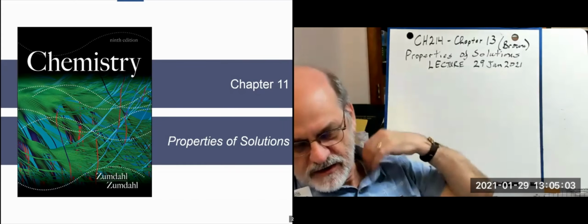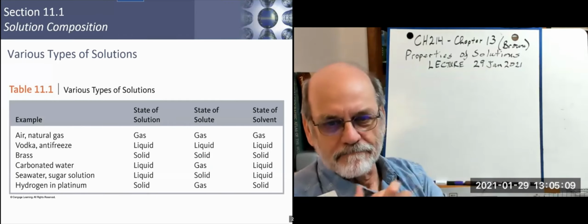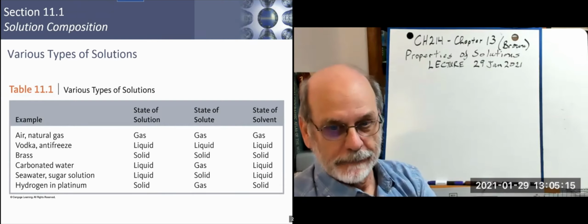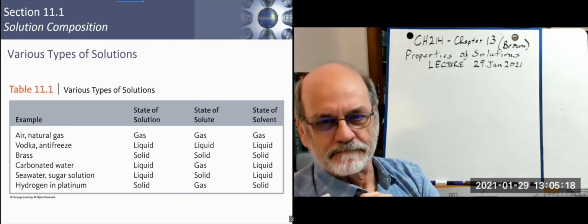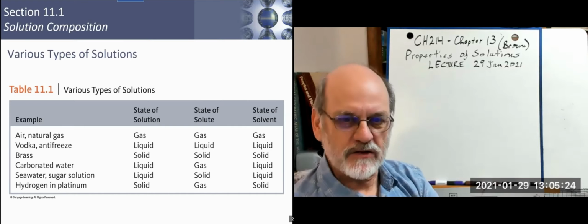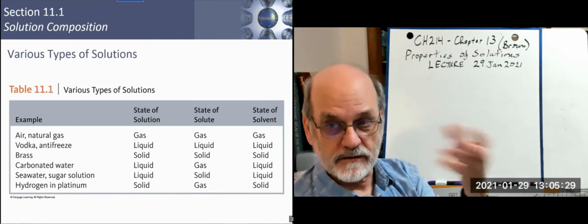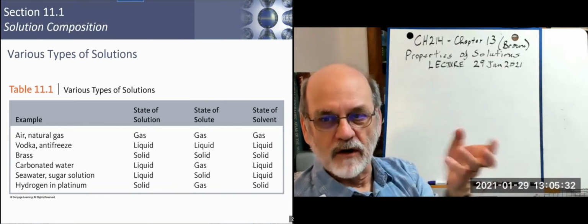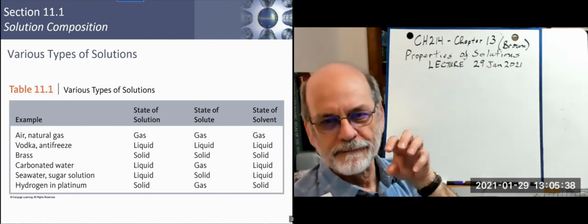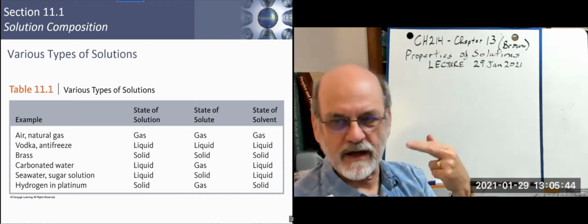Chapter 11. So we're going to look at properties of solutions today. Remember, solutions are a special kind of mixture. In fact, they're a homogeneous mixture. A homogeneous mixture or a solution will have the same composition of the various parts, no matter where you look. So take a sample from here, a sample from there. And if it's two components, then you'll have exactly the same ratio of component A and component B.